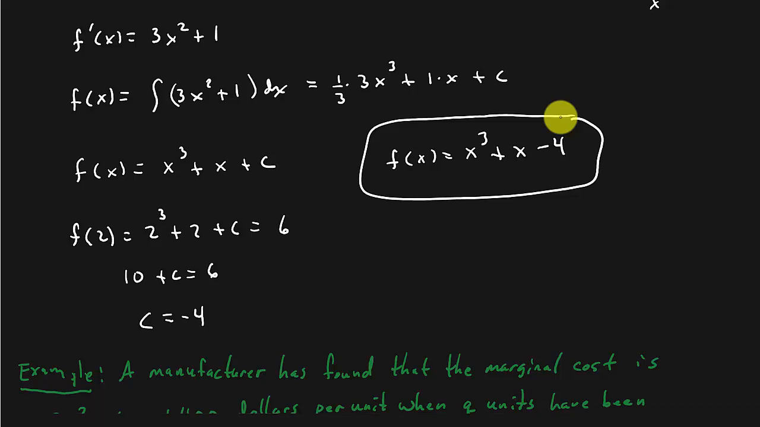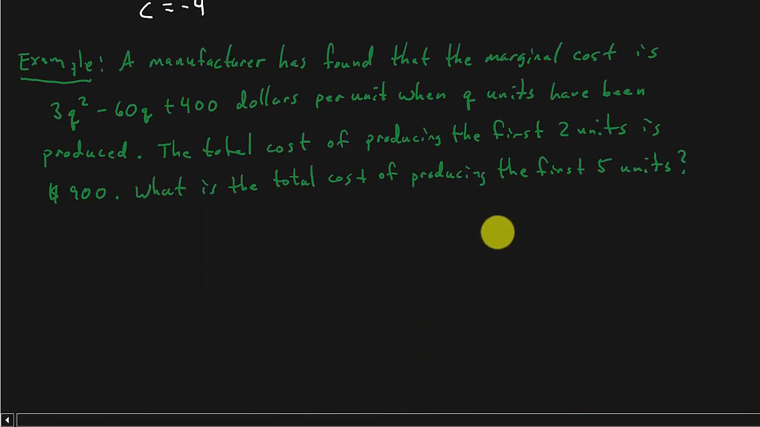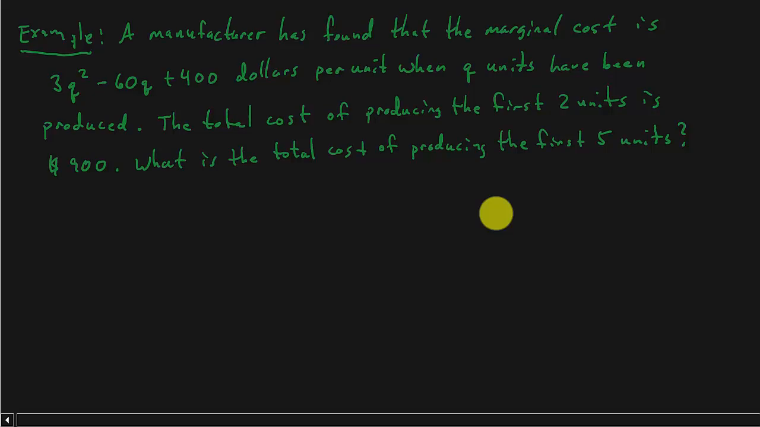All right, so now let's look at some other problems. Some of these problems are going back to what we learned earlier, marginal cost. See this example? It says a manufacturer has found that the marginal cost is this many dollars per unit when Q units have been produced. The total cost of producing the first 2 units is $900. What is the total cost of producing the first 5 units?